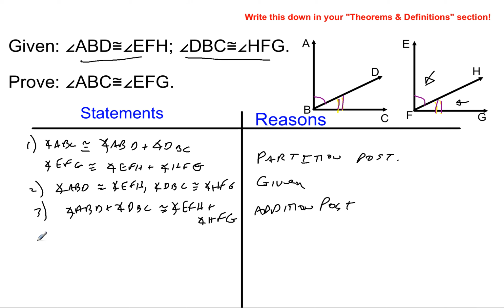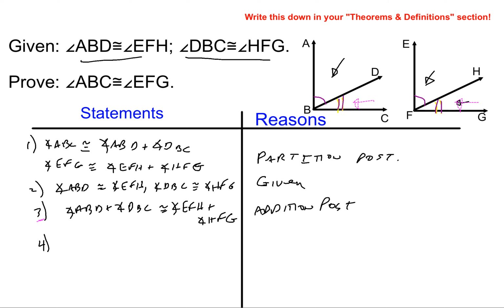So what is my fourth statement going to be? Well, let's see. I said that ABC is congruent to ABD plus DBC. The whole is equal to the sum of its parts. Same thing here: EFG is equal to EFH plus HFG. Now remember, ABD, which is this angle over here, and EFH, which is this angle over here, are equal to each other. And DBC, this angle over here, is congruent to this angle over here. That means if I sum these two angles, they are equal to the sum of these two angles, which allowed me to say statement number 3: ABD plus DBC is equal to EFH plus HFG.